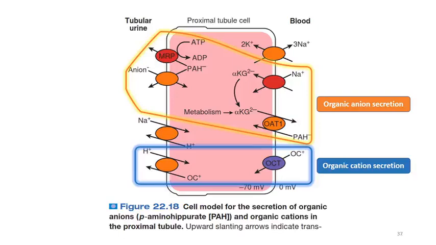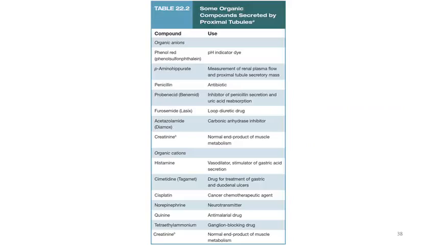Again, the driving force for these secretions comes from the activity of the sodium-potassium pump, and also some exchangers play a role in the basolateral membrane and also in the luminal membrane to finally secrete these organic cations and anions into the luminal fluid. Some examples of organic anions and cations are presented in this table just for getting familiar with them. For example, many known drugs you can find in these lists.